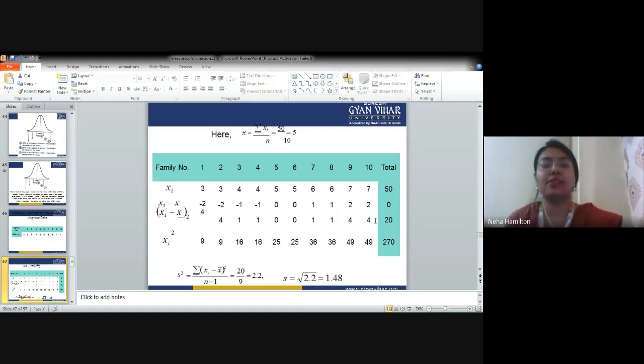Up to here it is very similar, right? Now what is the summation? The summation is 50. Now what will happen? 50 by 10 comes out to be 5, right? Now 3 minus 5 is minus 2. 4 minus 5 is minus 1. 5 minus 5 is 0. See here the value has come out to be 0. Then 5 minus 6 is 1 and so on, right?